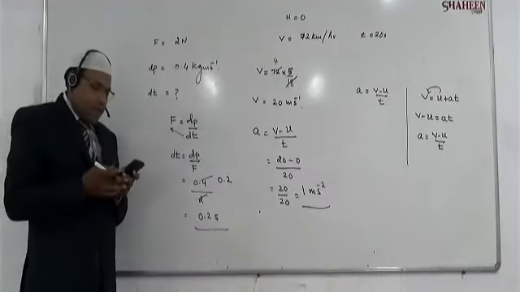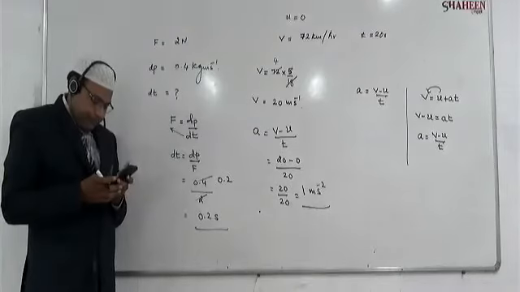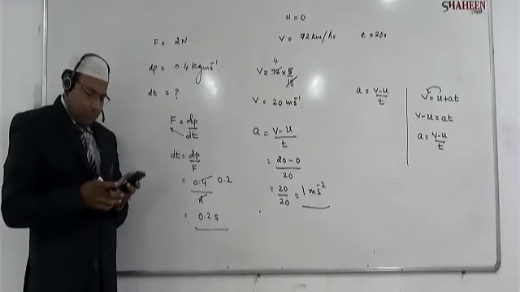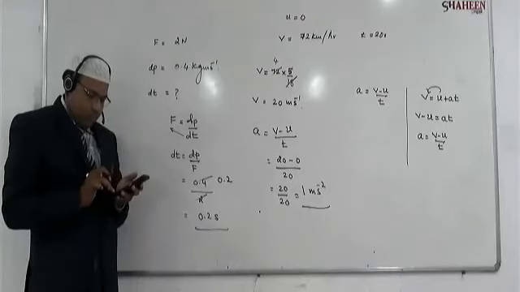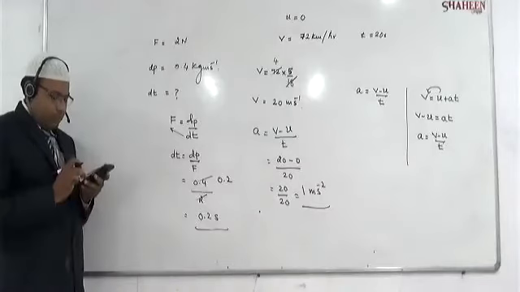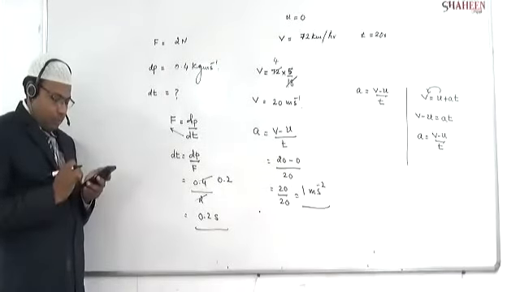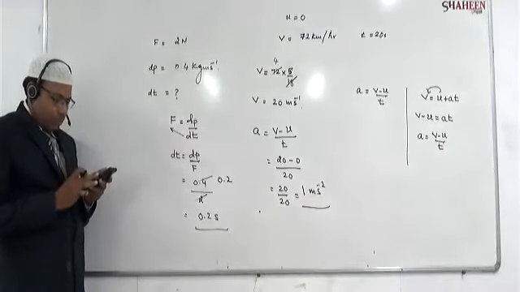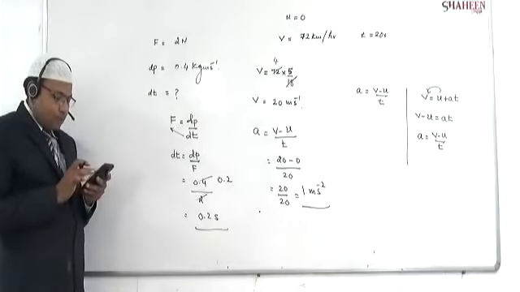572. Is this student available in the class? 572. Okay. I asked 572, not 582. I asked 572, beta.